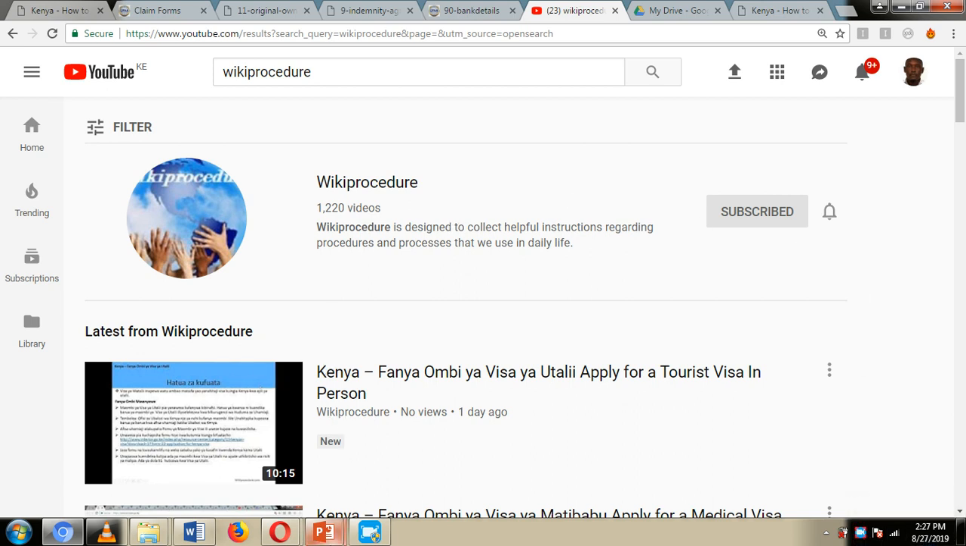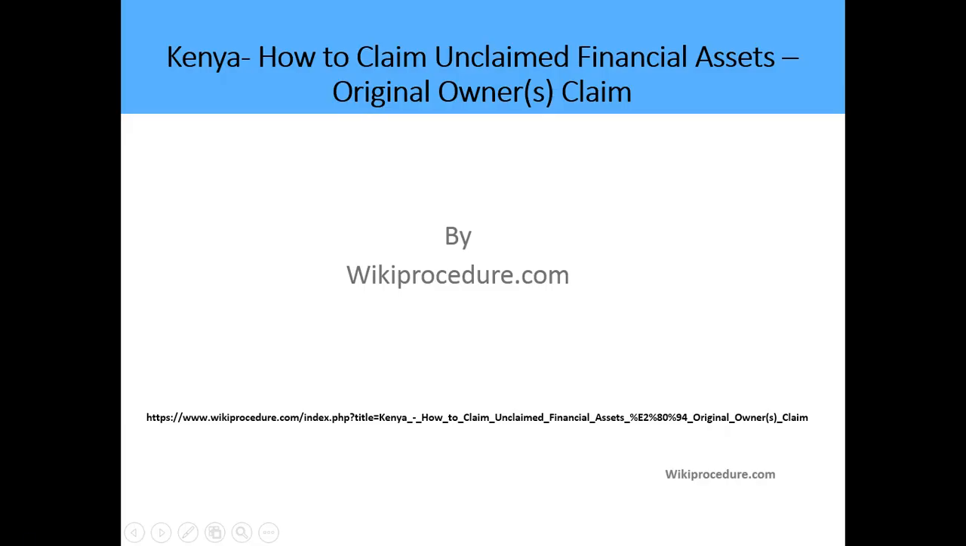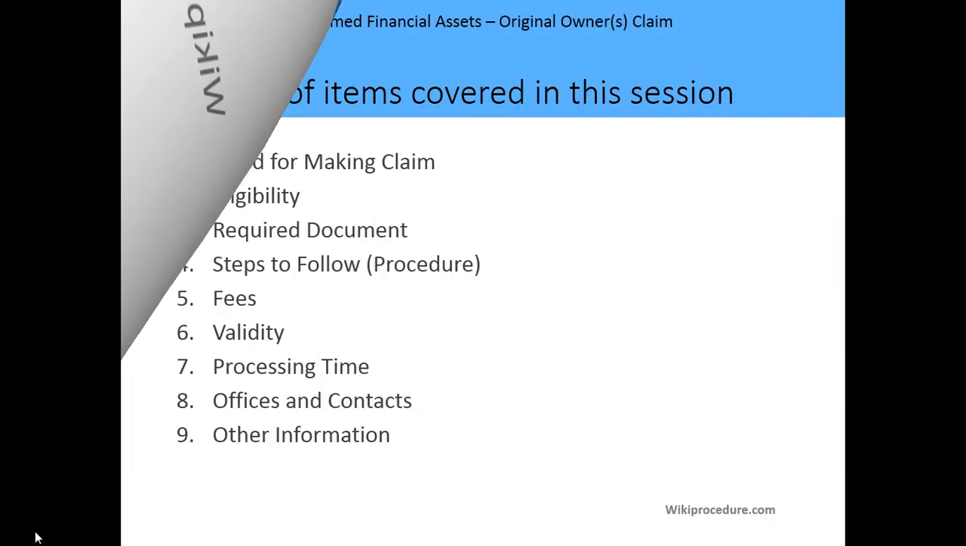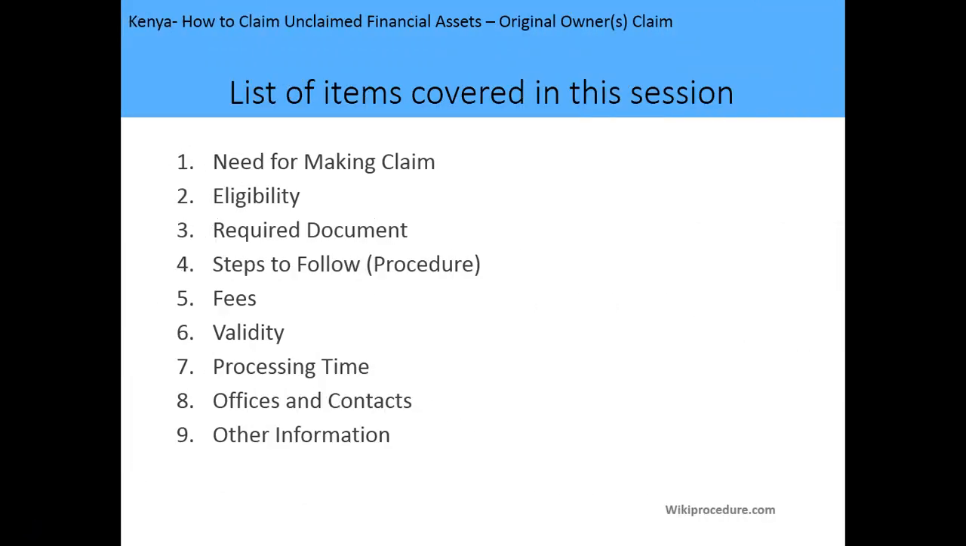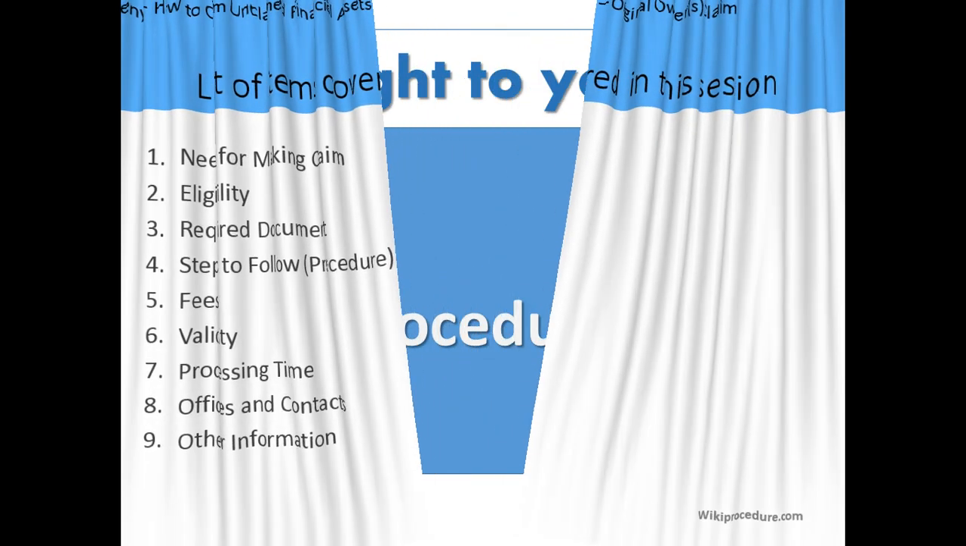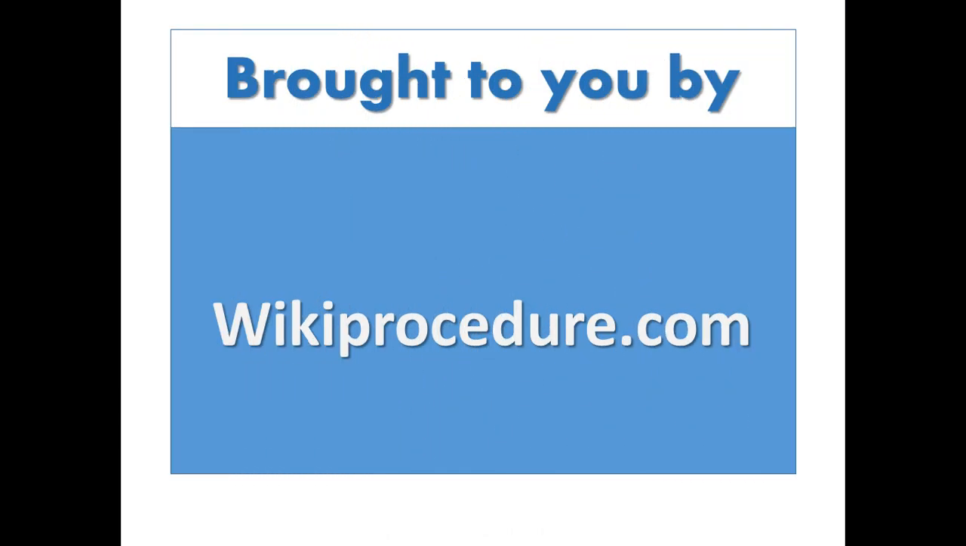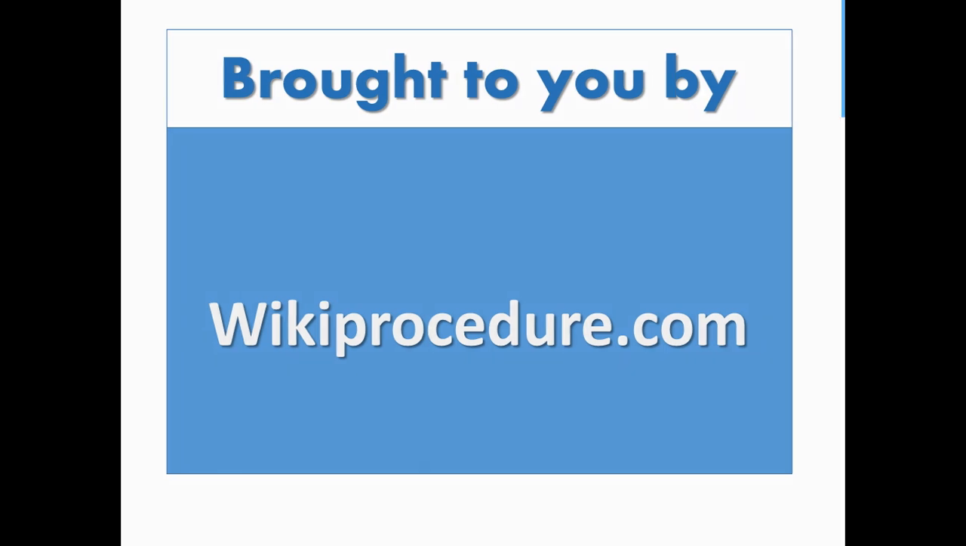So let's get back to our presentation. The list of items which we're going to cover in this session include the need for making a claim, the eligibility criteria, the required documents, steps to follow in making the application, the fees, the validity period, the processing time, office location and contact information, and any other information that we may find relevant on how to claim unclaimed financial assets as an original owner. So let's get to our presentation, which is brought to you by wikiprocedure.com.